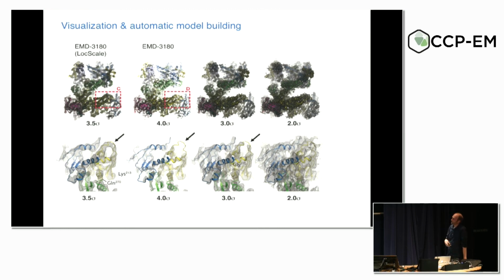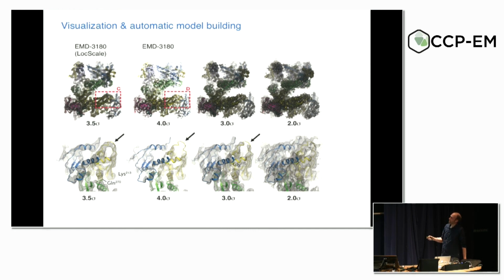Because if you have a map that varies drastically in resolution, displaying all the features that you want to display at one particular threshold level is often not very easy. That is different if you have a locally scaled map, where basically you can use a single threshold to show all of these features simultaneously. And this is one example.